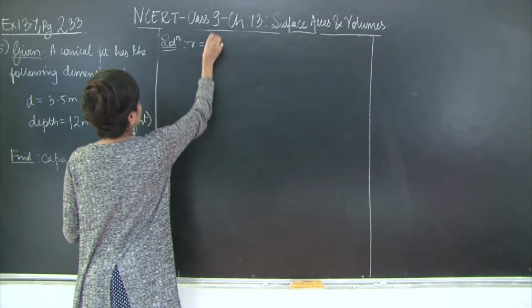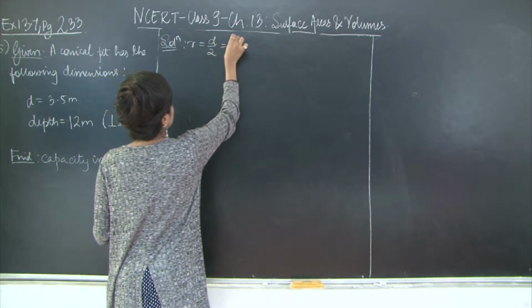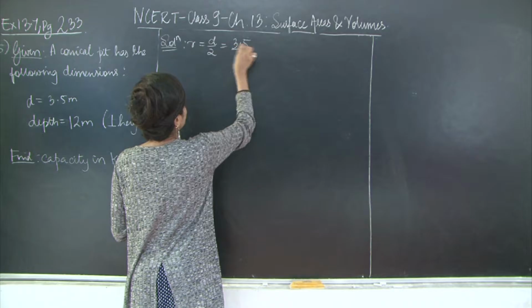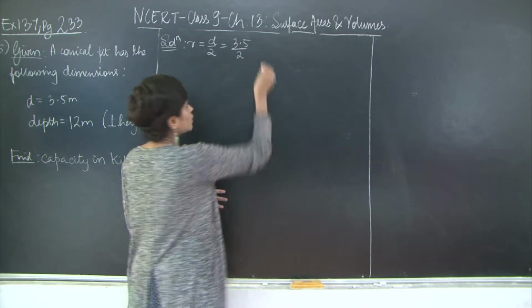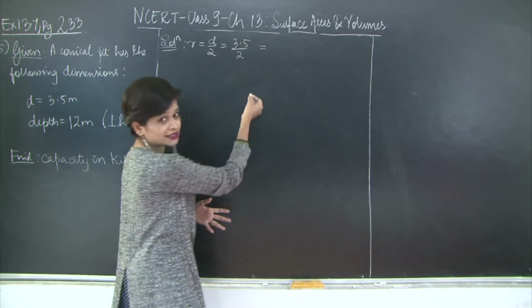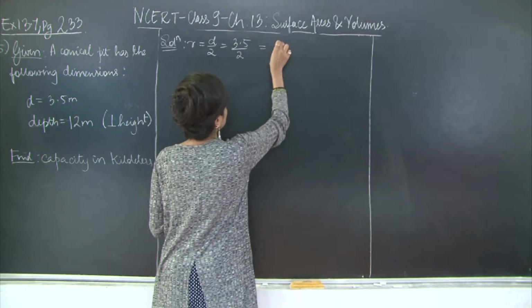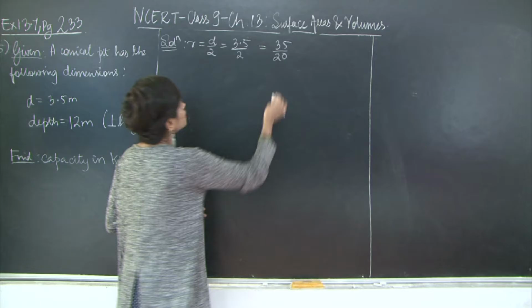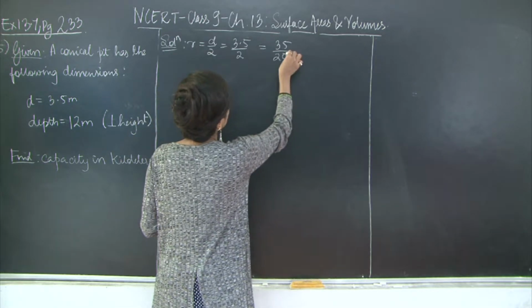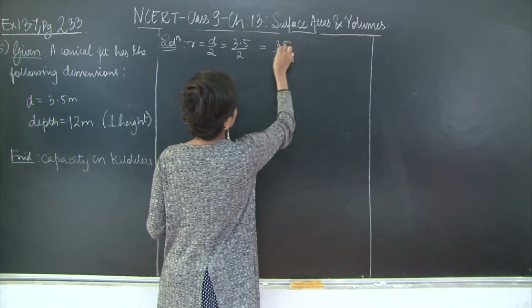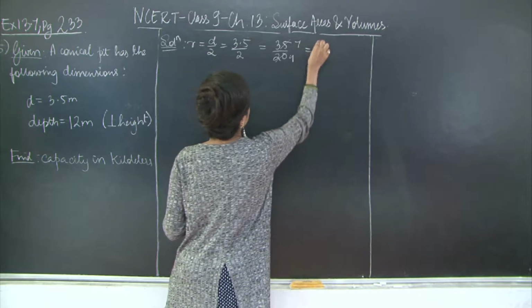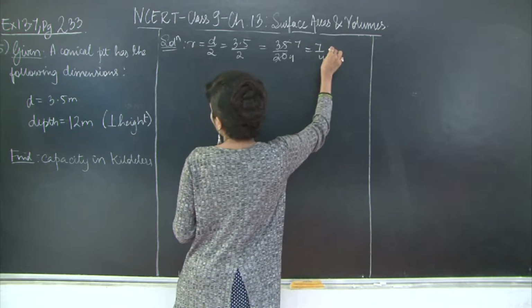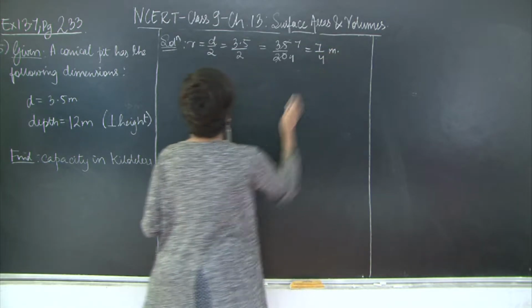Radius is equal to diameter divided by 2, which is 3.5 divided by 2. So for simplicity, I'm going to get rid of the decimal point out here. I'm going to say 35 upon 20. Okay, 5 4s are 20, 5 7s are 35. This is 7 upon 4 meters. This is your radius.